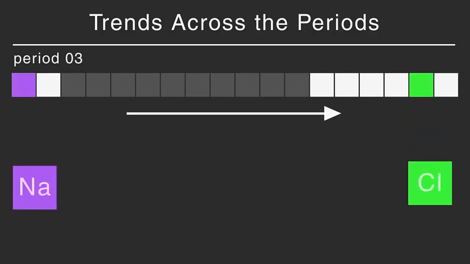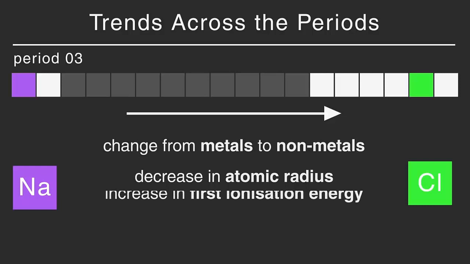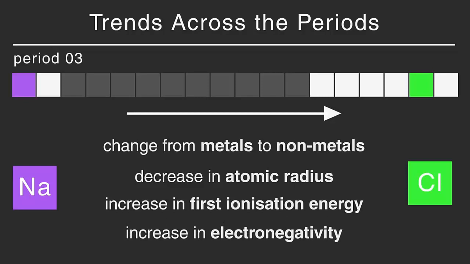What do you notice? First of all, elements change from metals to non-metals. Also note that there is a decrease in atomic radius. This is because more protons are in the nucleus which pull the electrons closer in. There is also an increase in first ionization energy, which is the energy needed to remove the outermost electron, and an increase in electronegativity, which means the attraction of a bonded atom for the pair of electrons in a covalent bond.